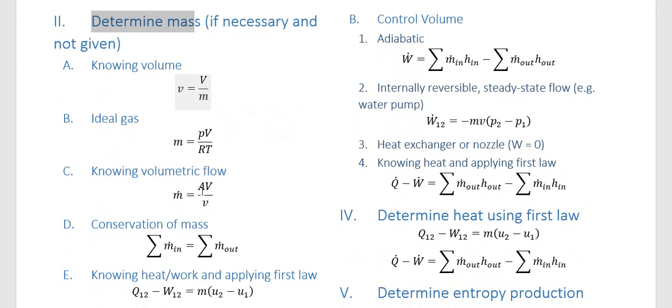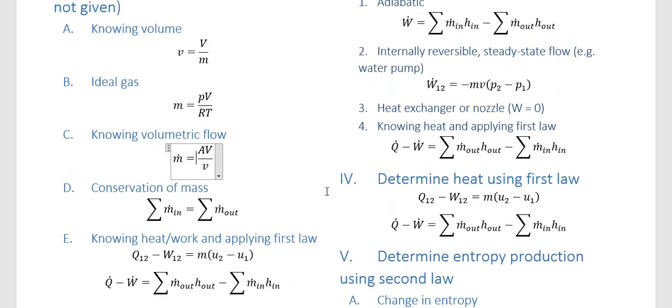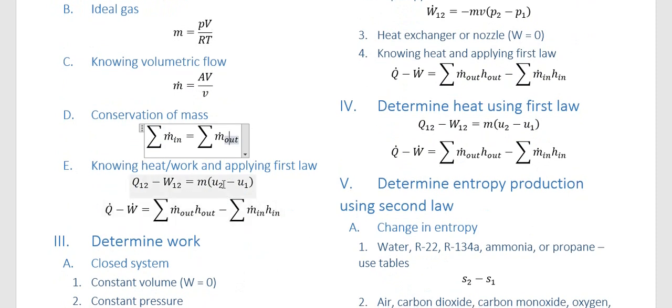Now, there's several ways you can find the mass. If you know the volume, you can divide it by the specific volume to find the mass, okay? If it's an ideal gas, you can use the ideal gas model if you know P, V, and T. If you know the volumetric flow rate, you can find the mass flow rate. Conservation of mass, what comes in goes out. Sometimes you know the heat of something or the work of something and you can use the first law to do it. You might know that the turbine's producing this much power. If you know H going in, H going out, you can calculate the mass flow using that.